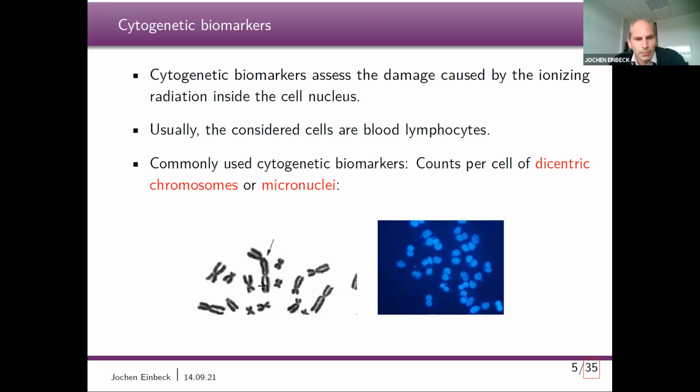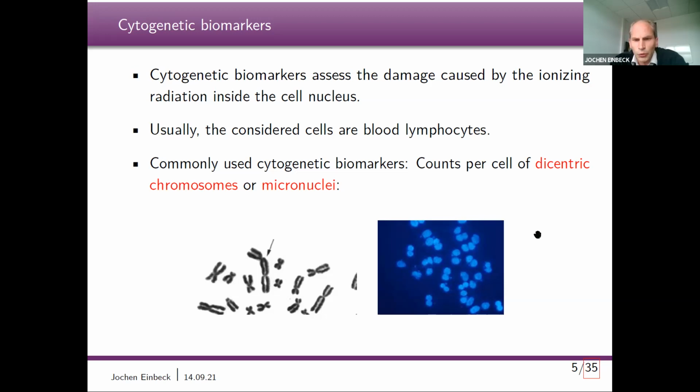And when these repair mechanisms haven't quite done what they should do, what you see here are chromosomes, where you have that arrow here, which have two centers, right, which are connected at two places. One says they have two centromeres, and that's a dicentric chromosome. So that's an aberration, so that's wrong. So one can count these per cell, and then that count is informative for the radiation dose. So these are dicentric chromosomes.